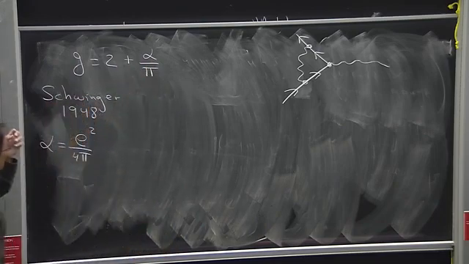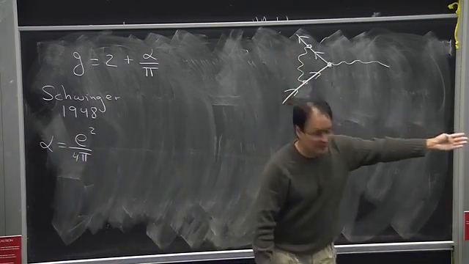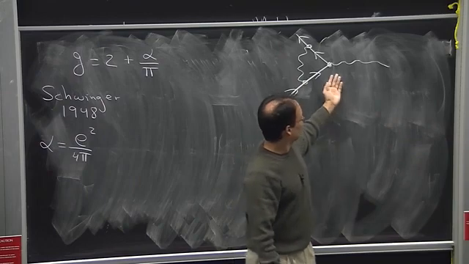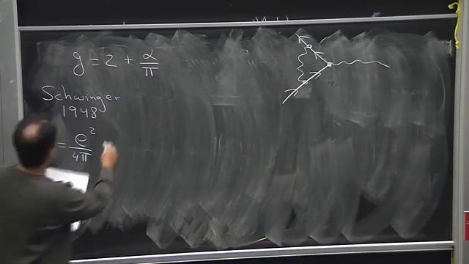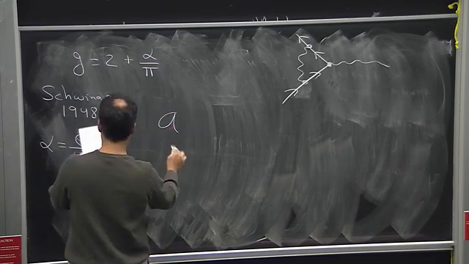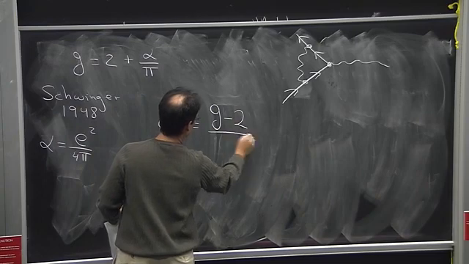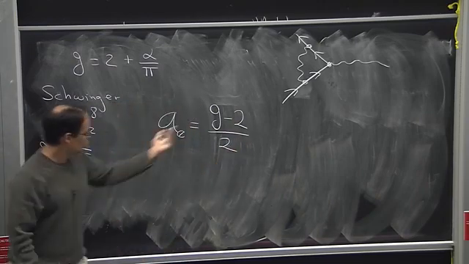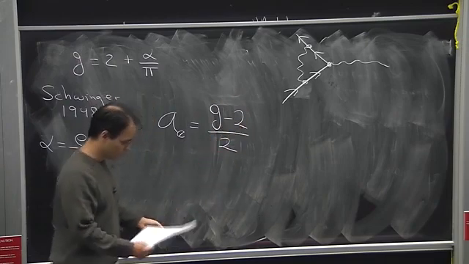You say, well, what happens? Well, this is not the end of the story. This is just the first subleading interaction. Now you have to keep going. So nowadays, people like to define the anomalous magnetic moment as (g minus 2) over 2, where g is the correct g that you measure.